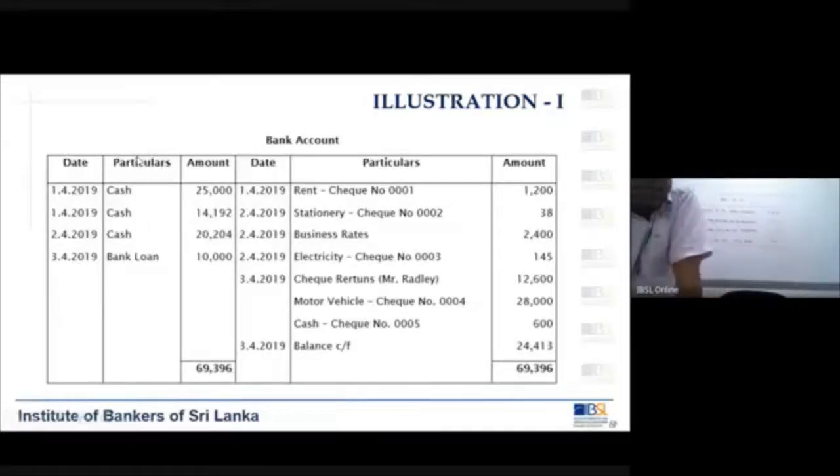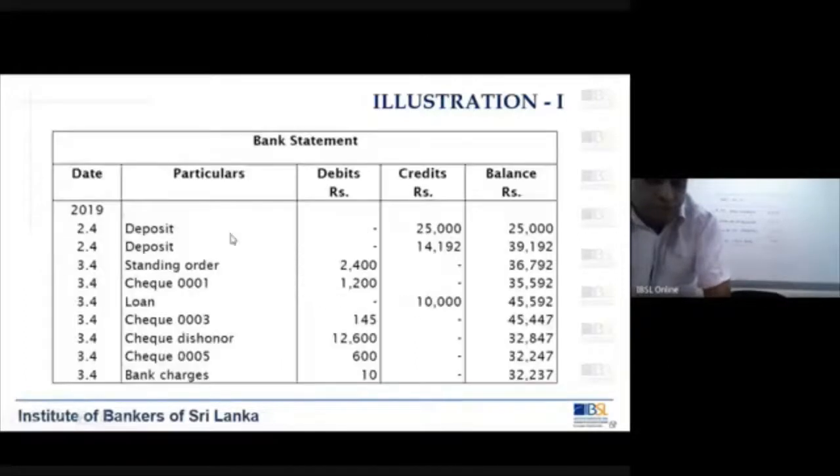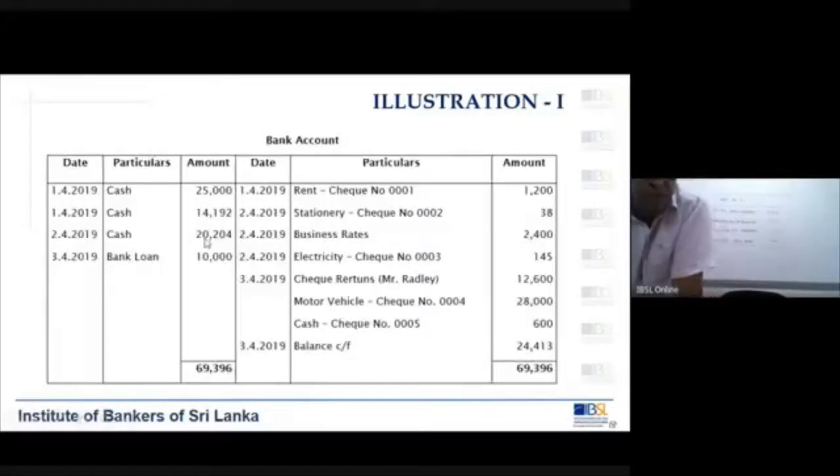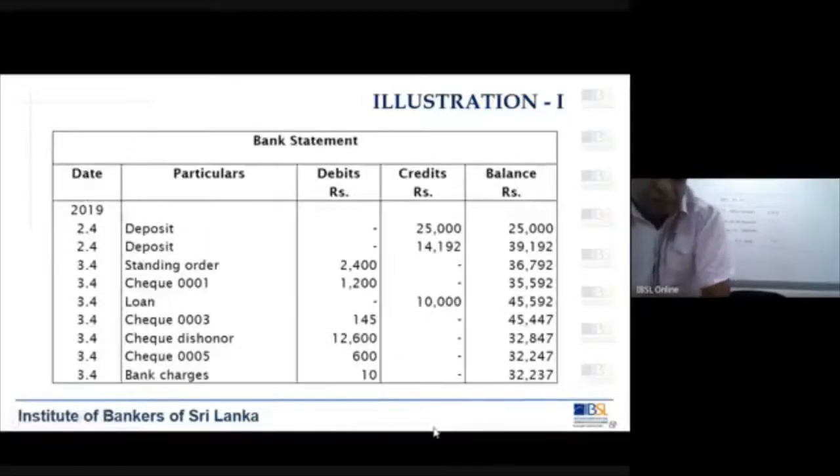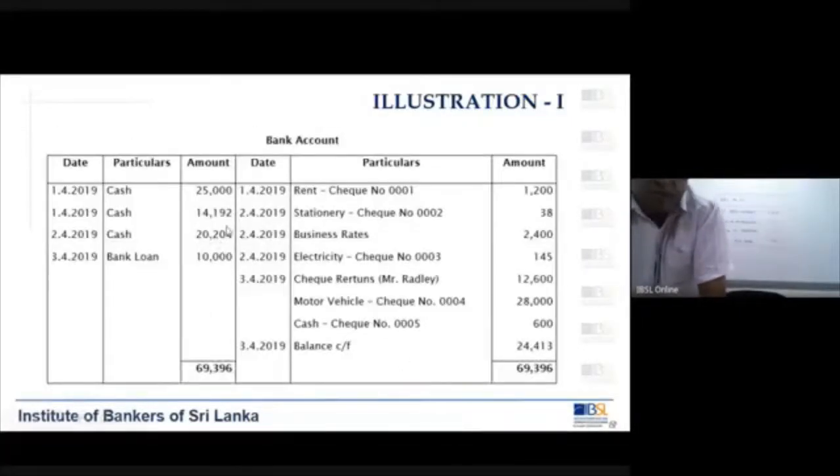Now let's understand what these items are. The 20,204, which was appearing on the bank side, debit side, is known as a deposit which is not yet realized in the bank account. You see, it has not yet realized because 20,204 is appearing here, whereas it is not appearing in the credit side. So this is going to be your checks deposited, not yet realized.